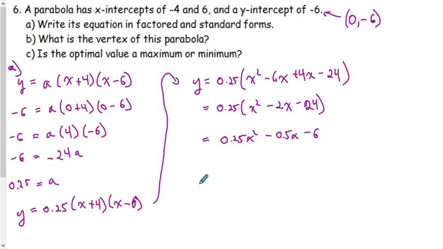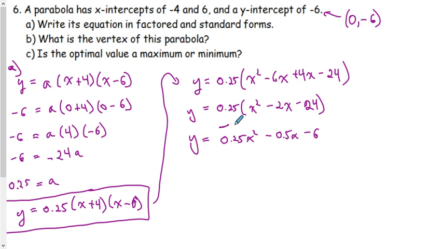So we've got our equation in factored form and in standard form. Let's put boxes around the important ones. Because if we're doing this on a unit test, we want to make it really easy for our teacher, Mr. Roy, to find it and know that we got to a final answer.